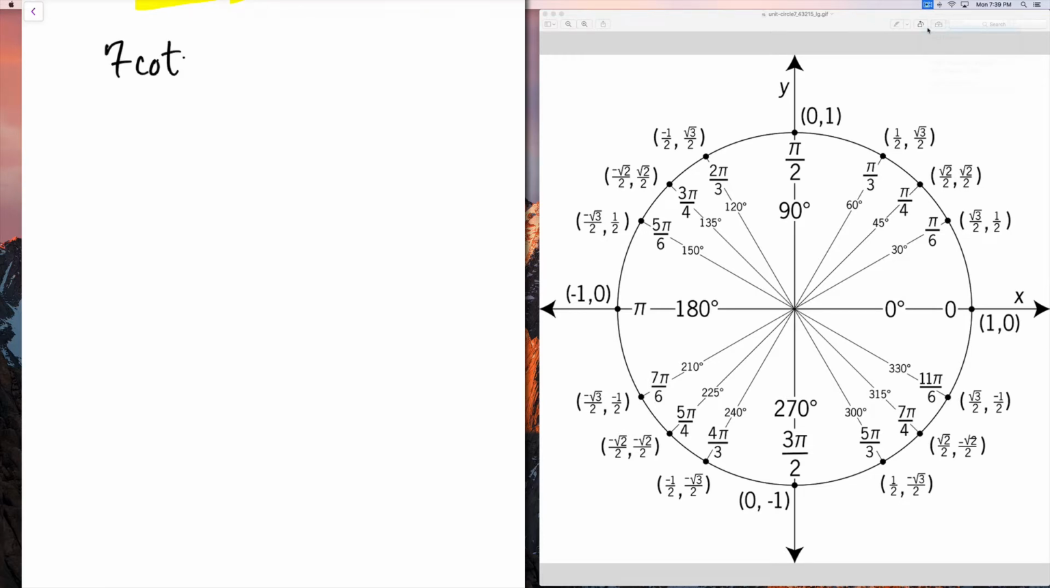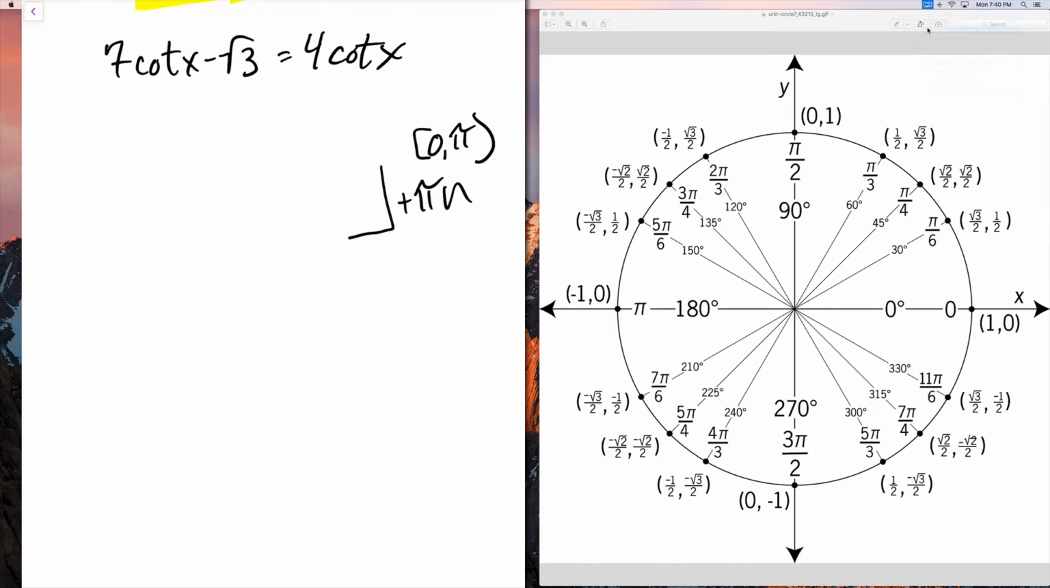7 cotangent x minus square root of 3 equals 4 cotangent x. Right off the bat, I can see it's cotangent, so that means my interval is going to be 0 to pi, right? So that means my interval for my solutions will be plus pi n. So whatever my solution is, it's going to be plus pi n. Okay, so let's work this out.